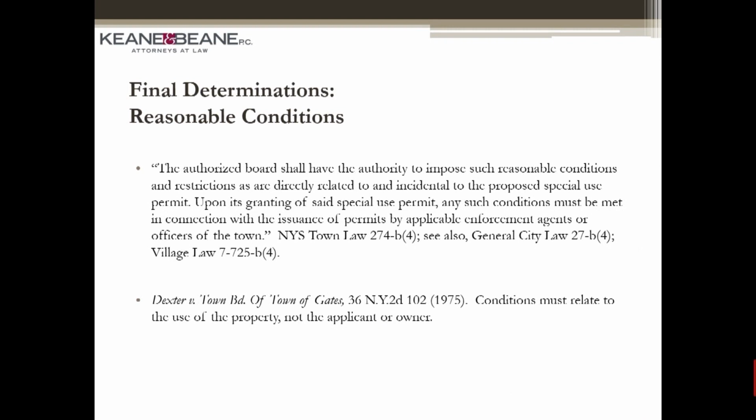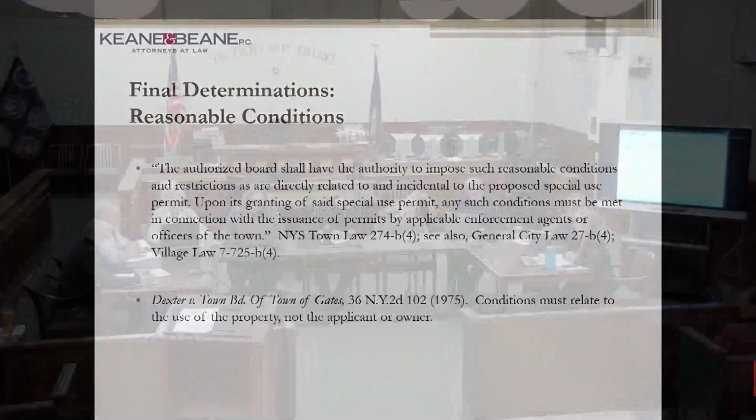So when you are making your final determination on a special use permit, both New York State statute and your code allow you to impose reasonable conditions that are directly related to and incidental to the proposed special use permit. One case law example here: these conditions have to relate to the use of the property and not the applicant or the owner. This case that I have cited here, Dexter versus Town Board of the Town of Gates, it's an old case, it's from 1975, but I think the facts of it are kind of interesting.